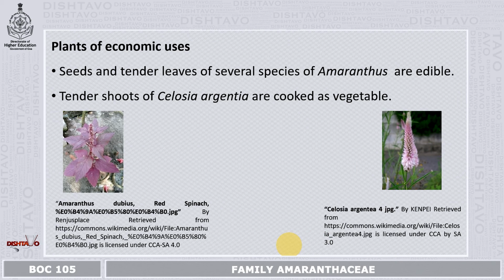Plants of economic uses: seeds and tender leaves of several species of Amaranthus. You can see here the image of one of the Amaranthus species, which are edible. Tender shoots of Celosia argentea are cooked as vegetable. Here you all can see the inflorescence of Celosia argentea, based on which you can identify the plant. This plant's tender shoots are cooked as vegetable.